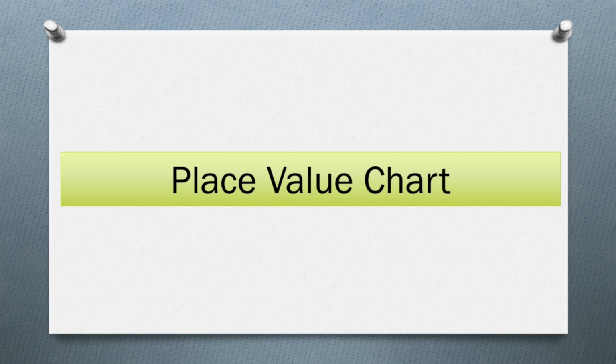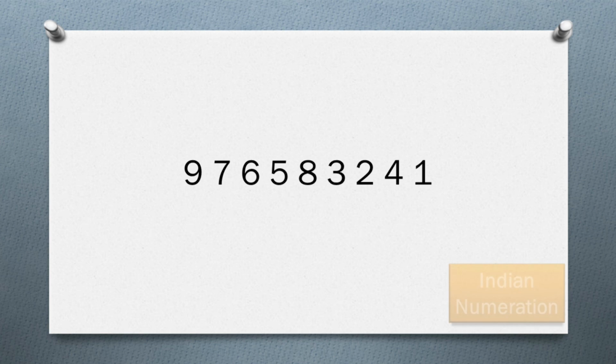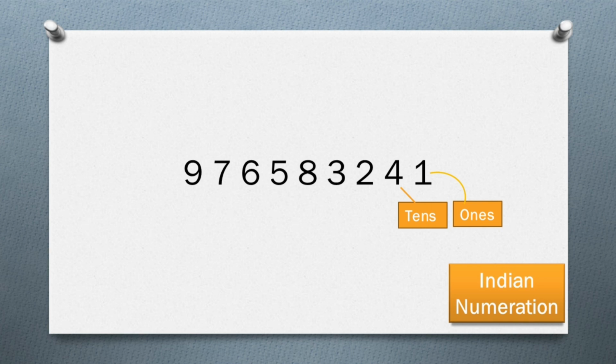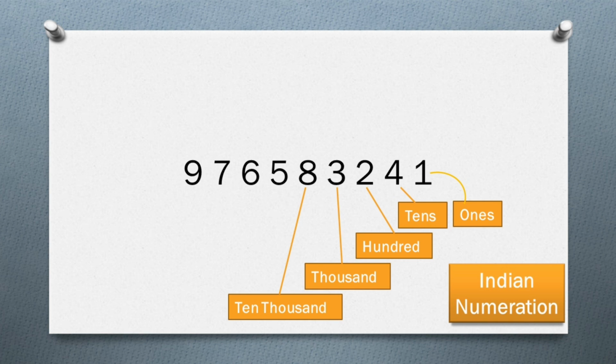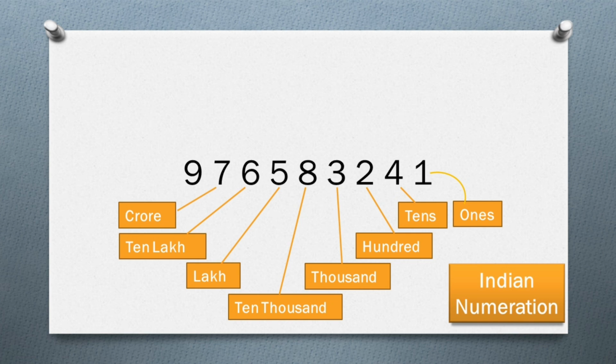Let's take up the place value chart now and start with Indian place values. Let the number be 976583241. As per the Indian numeration system, let's see different place values in this number. Starting from the right, the first place is ones, the second place is tens, the third place is 100, the fourth place is 1000, the fifth place is 10,000, sixth place is lakh, the seventh place is 10 lakh, the eighth place is crore, and the ninth place is 10 crore.